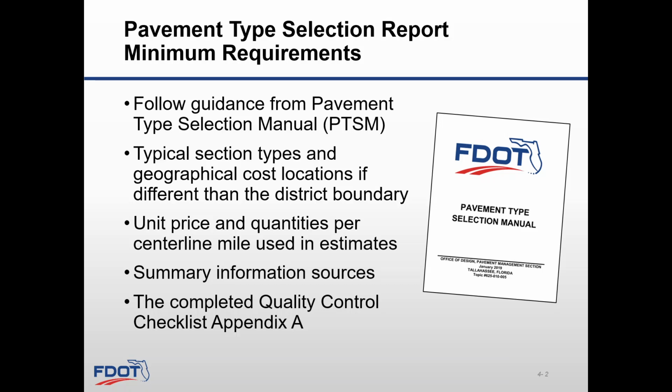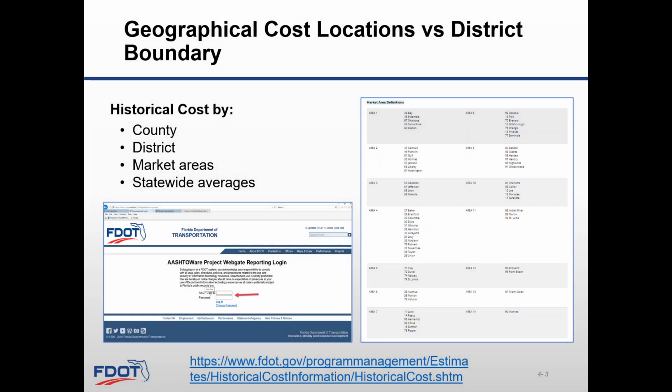This is Appendix A of the Pavement Type Selection Manual. Cost estimates and historical data, unit prices data, can be provided per county, per district, or per statewide averages to determine the most appropriate cost averages to use for the economic cost analysis. Included here is the estimates website link to get this cost information.